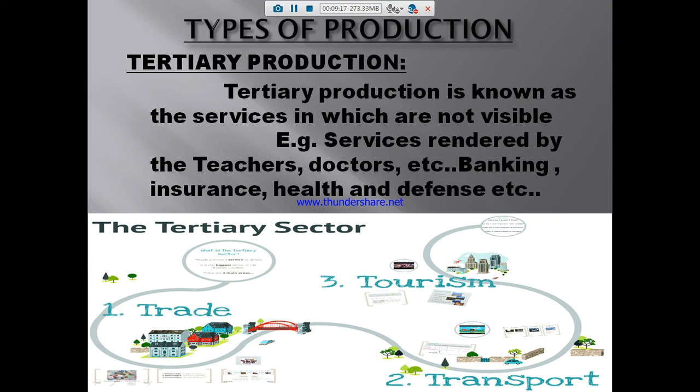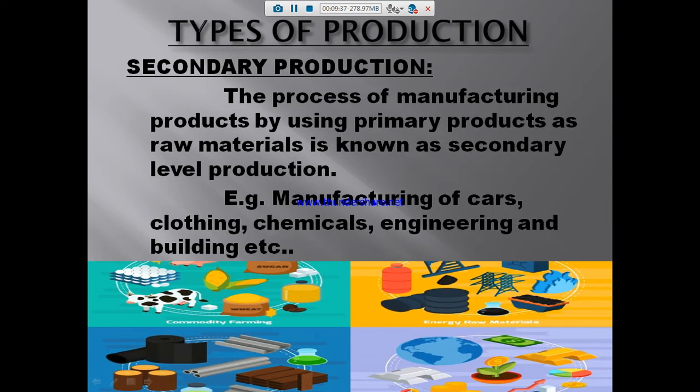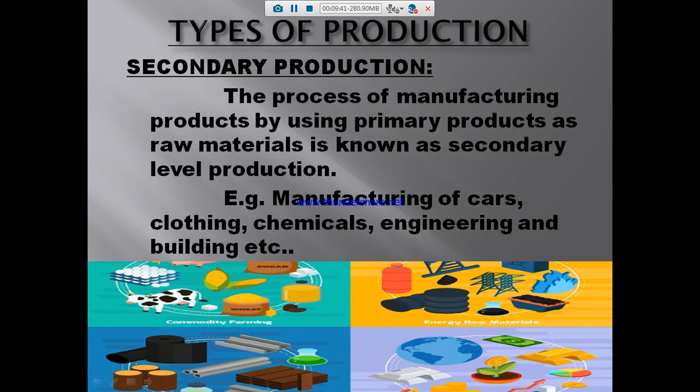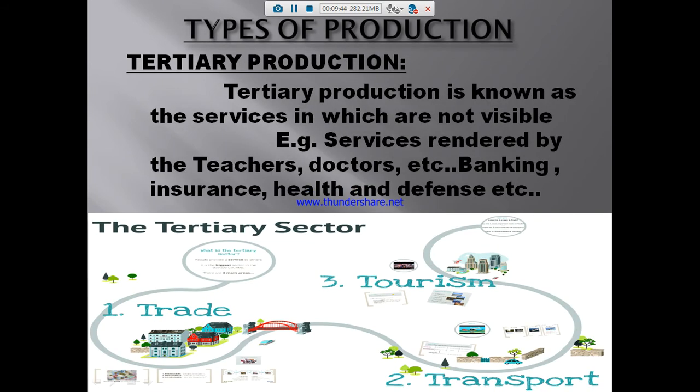Okay, tertiary production is known as the services which are not visible. Moreover, the services rendered by the teacher, doctor, etc. Banking, insurance, health, defense are the examples of the service sector. Okay, so what are the three types of production? Primary production, secondary production, tertiary production. Okay.